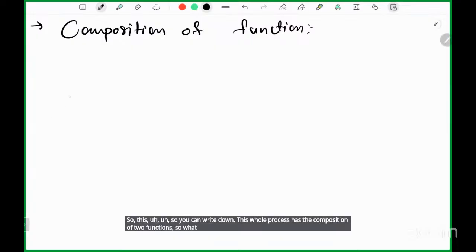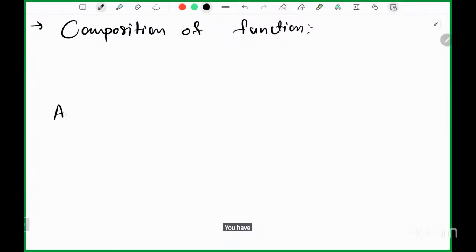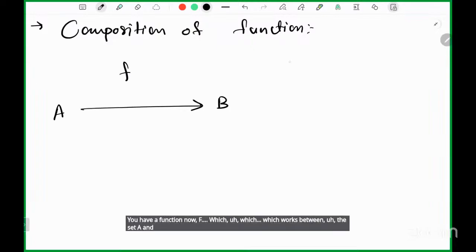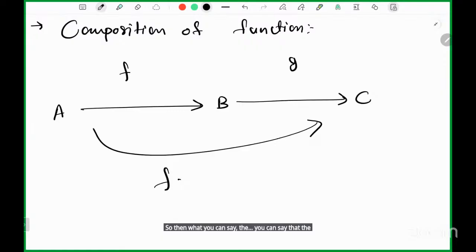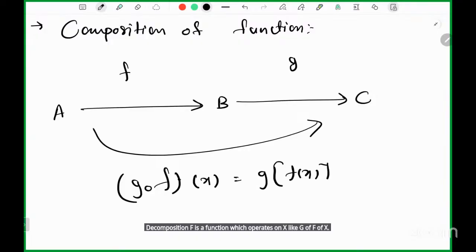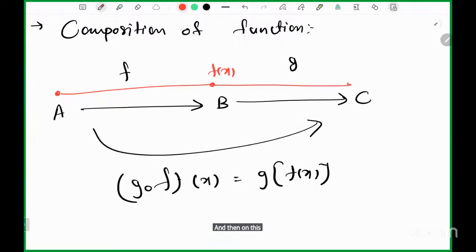So you can write this whole process as the composition of two functions. Suppose you have a function f which works between the set A and B, and a function g which goes from set B to C. Then you can say the composition g composition f is a function which operates on x like g of f of x. So first you take input from A, you get your output as f of x, and then on this f of x you apply g and you get g of f of x. This is known as a composition of two functions.